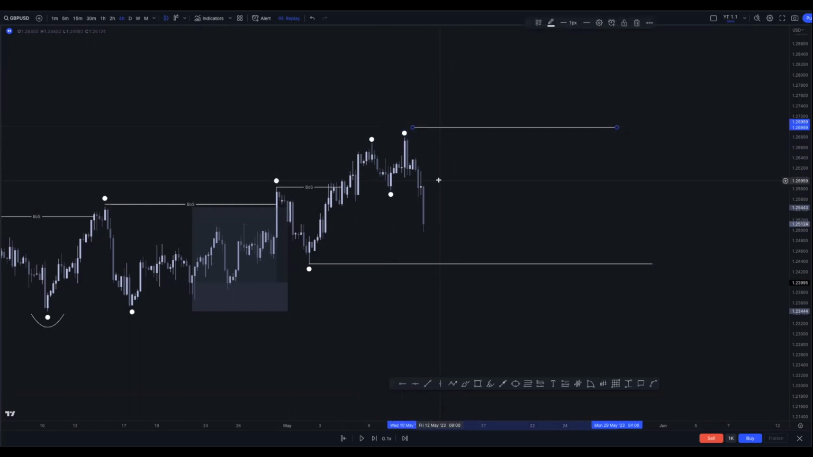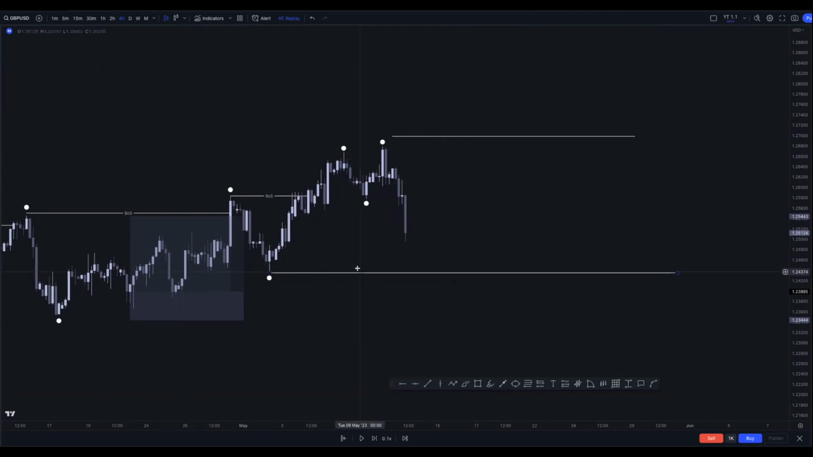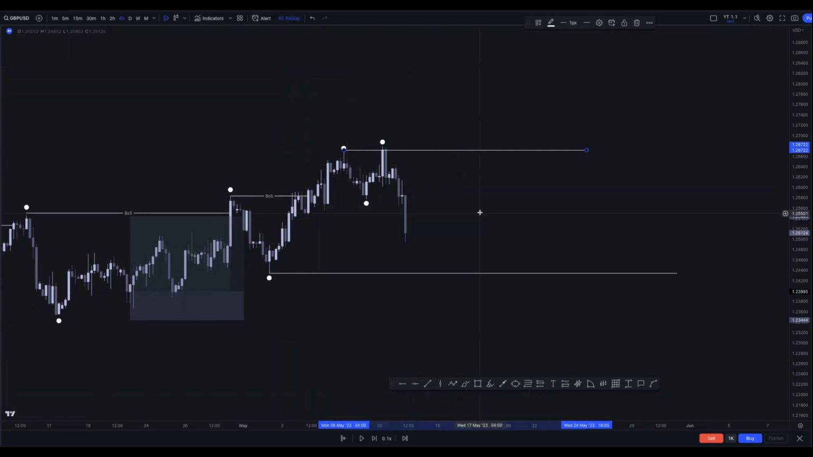Actually, yeah, let's go ahead and map that out, because that'll be a good intro for the next video. So we have our swing high pullback. Here is our range that we were playing in. Let me bar replay this again. Let's see here.